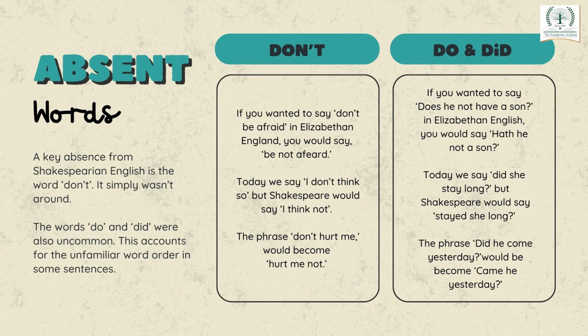Absent words. A key absence from Shakespearean English is the word don't. It simply wasn't around. The words do and did were also uncommon. This accounts for the unfamiliar word order in some sentences.